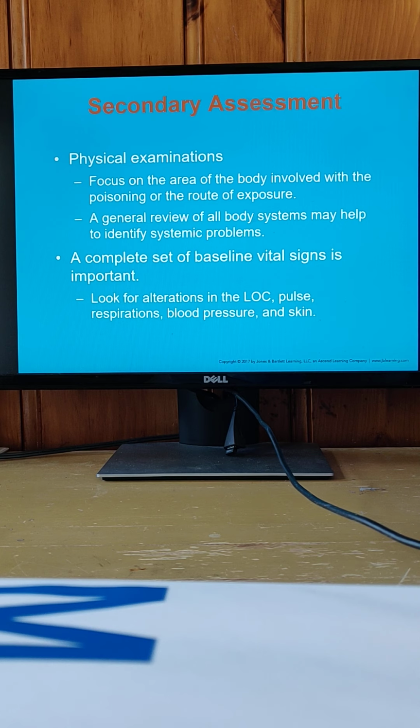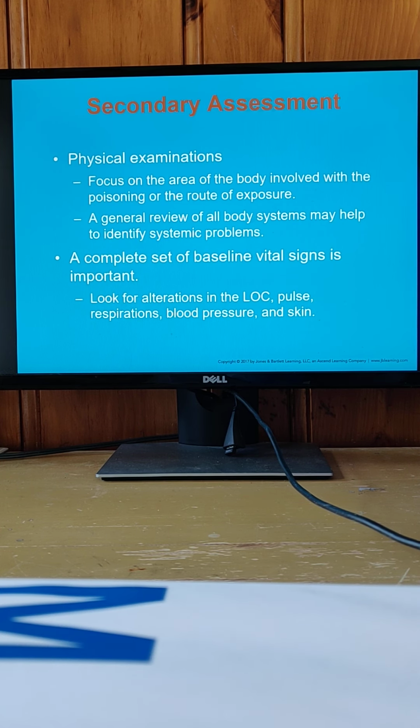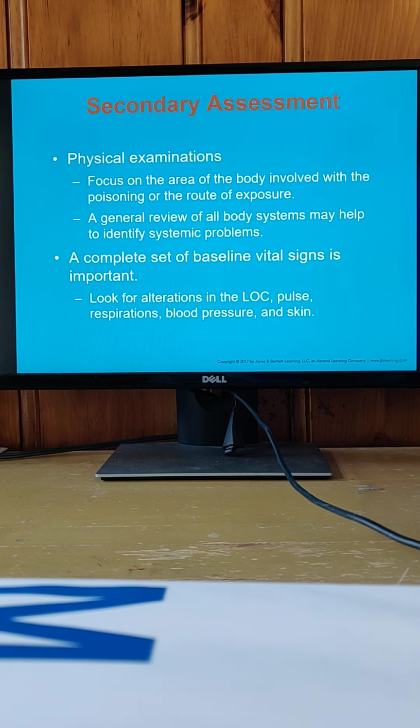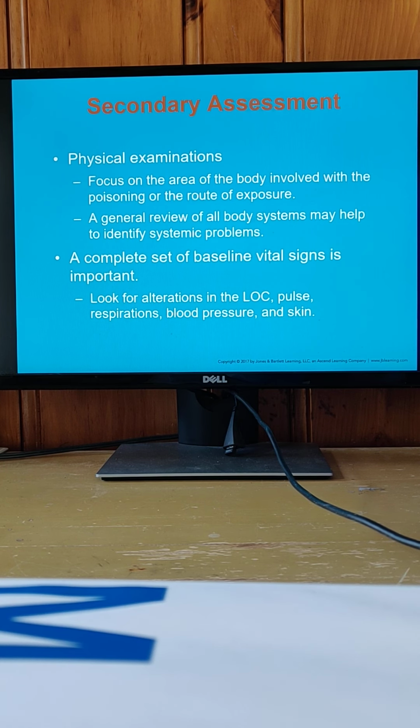Focus on the general area of the body involved with the poisoning or the route of exposure. A general review of all body systems may help to identify systemic problems. Okay? So if the person's having a hard time breathing, do you think that the heart's affected? Most likely. Because if the person can't breathe, they're not diffusing that much, and that means that the heart's going to have to work harder to make up for the oxygen that it's not getting. So that means that the blood pressure is going to be higher, and the pulse will be higher. Or, worst case scenario, the opposite, the pulse could be low, and the blood pressure could be low because the body can't compensate anymore. So if the person's in shock, now they're in decompensated shock because the body just can't fight it anymore. Now the body's given up. 5 more minutes, nobody there, the patient will be dead.